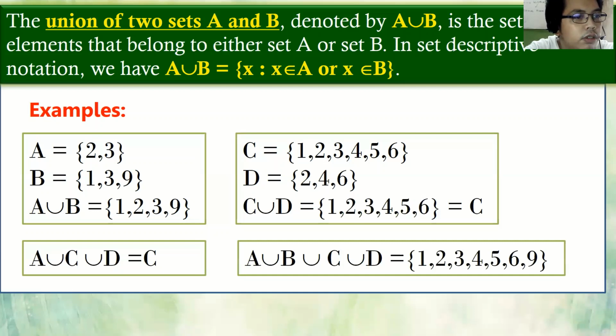If you join the union of A, B, C, and D, we know that the union of A and B is 1, 2, 3, and 9. And C is 1, 2, 3, 4, 5, and 6. So join all of them together. We have 9 there, so we will just simply add 9 to the elements. Okay, so those are the union of the 4 sets.